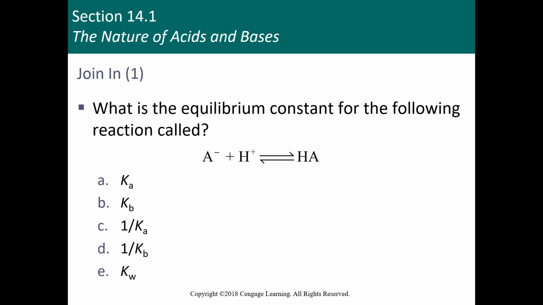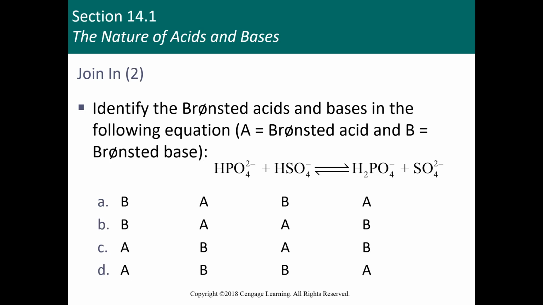What is the equilibrium constant for the following reaction called? Well, right here we have our acid, don't we? Here we have, well, our conjugate base. We're reversed. So what happens when we reverse a reaction? What do we do to its equilibrium constant? Well, we take the inverse of that. And so this really was a question from chapter 13 and just applied to new material.